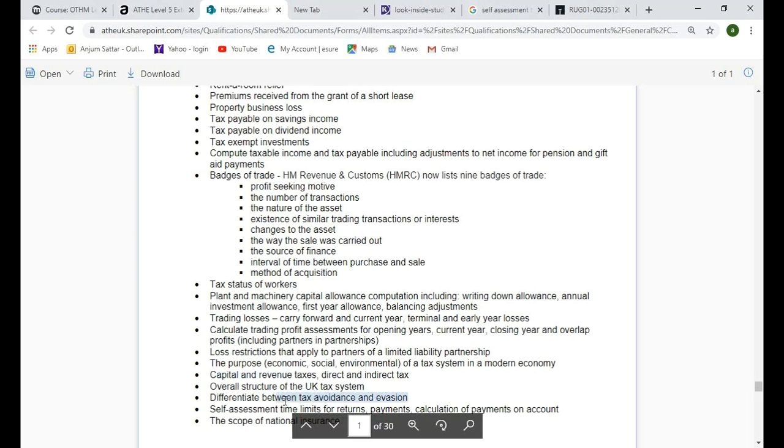We'll go through a bit of the UK tax system, and differentiate between tax evasion and tax avoidance. Do we know the difference between them? Tax evasion is illegal, but tax avoidance is not illegal. That is, if you are paying to charities, then the government allows you to pay less tax. Brilliant. That's absolutely fine. Well done.